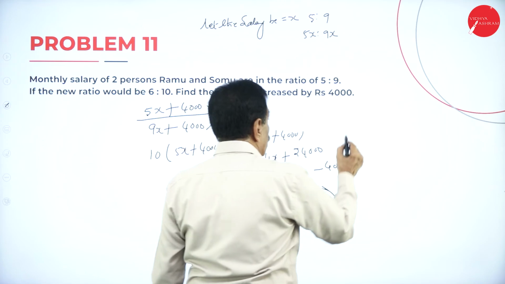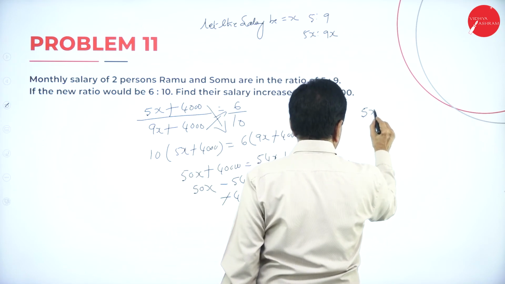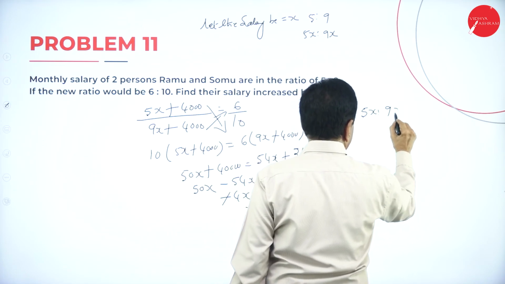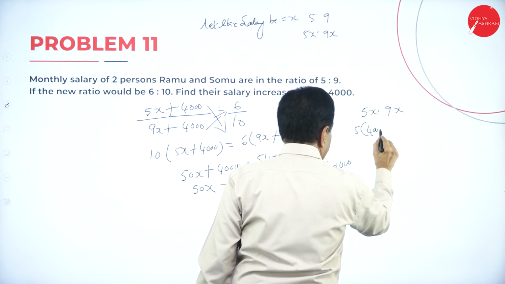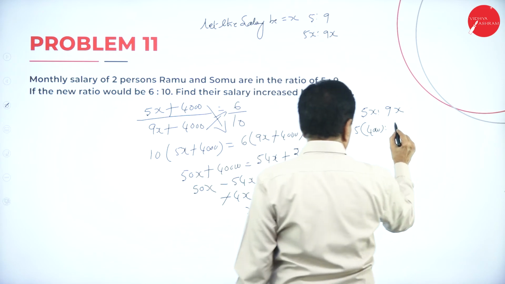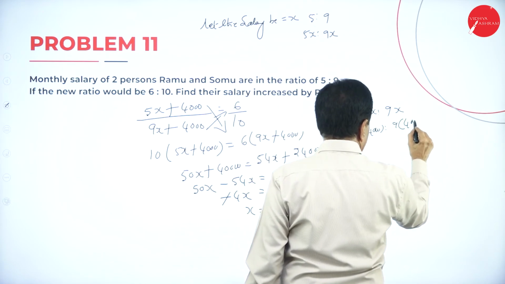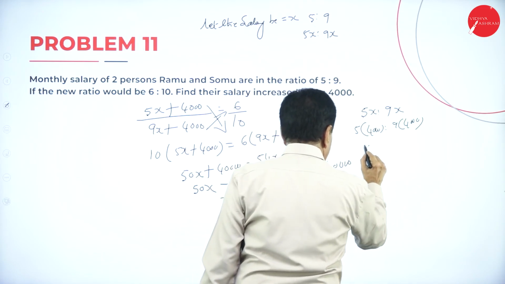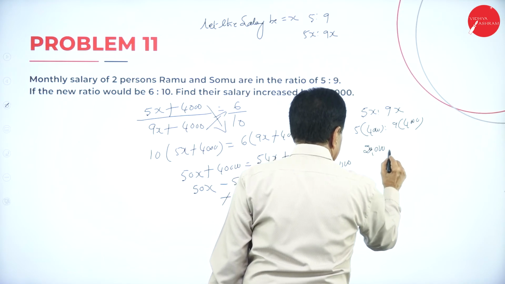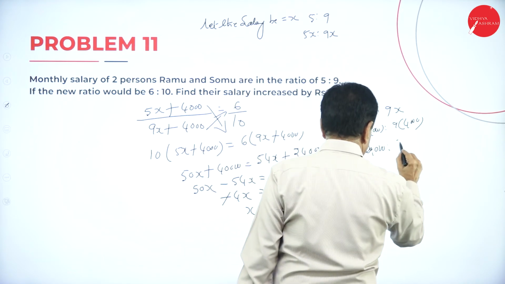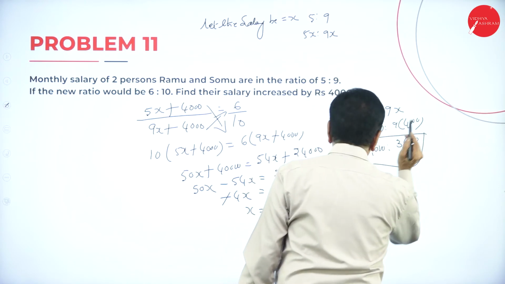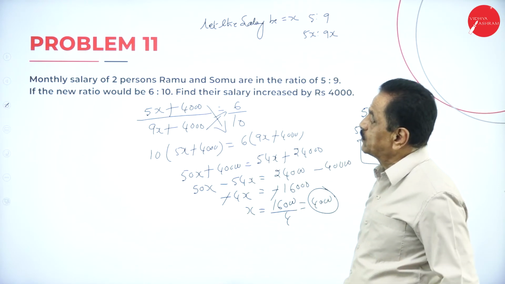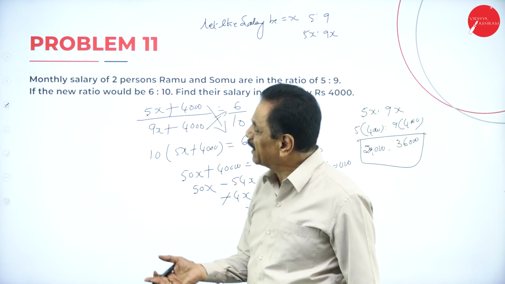So 5x is to 9x. 5 into 4,000, 9 into 4,000, 20,000, 36,000. Same way. By chance, decrease if they ask in the exam now, minus, that's all.